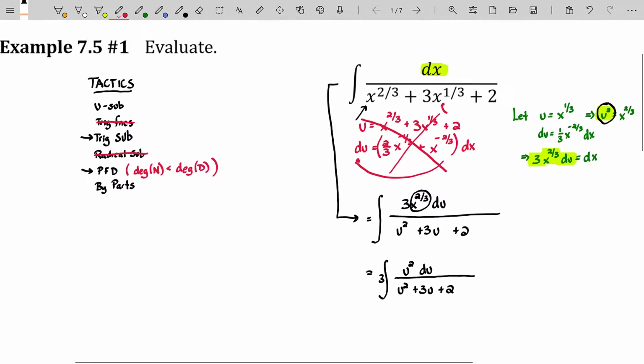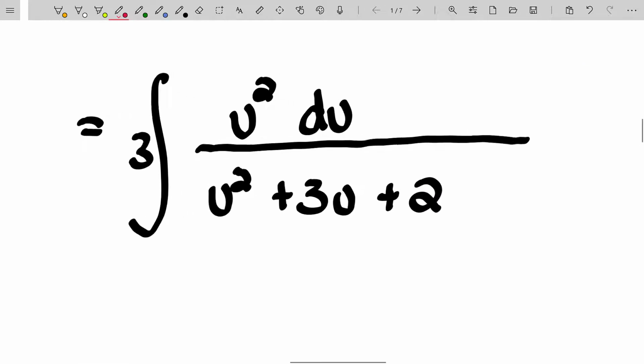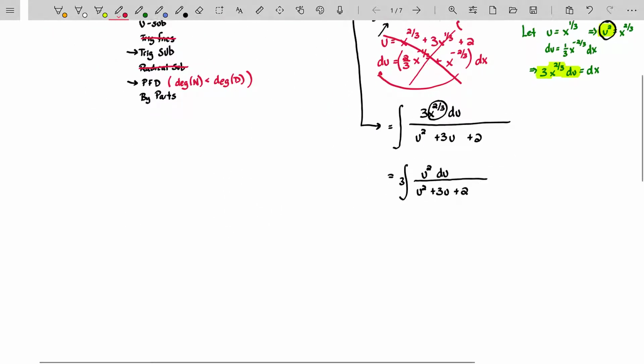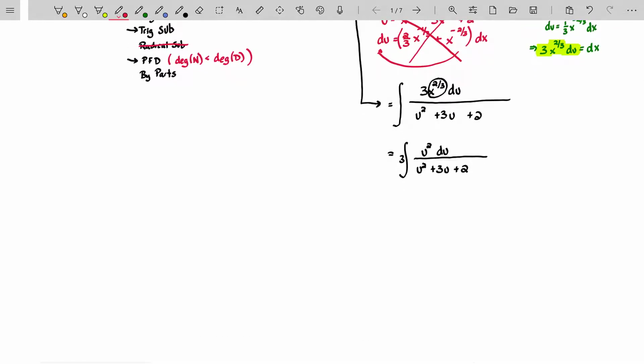And if you take a look at what we are working with, they share the same degree. So because of that, if you're going to use partial fraction decomposition, you will have to do synthetic division or long division first. So let's go ahead and take a look at both possibilities. I'll just go and do partial fraction decomposition because I like it.